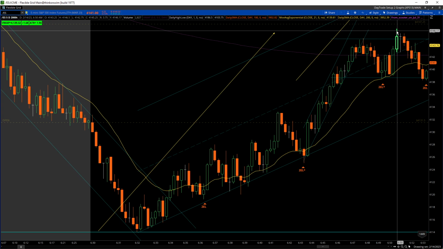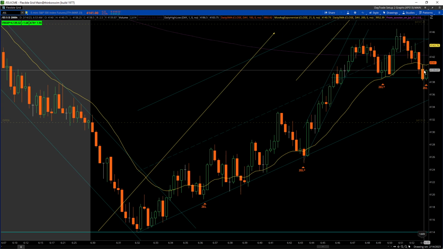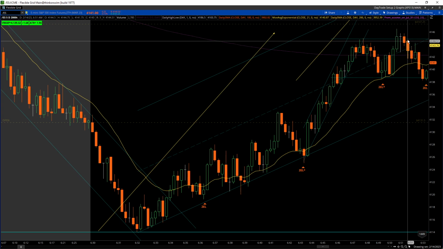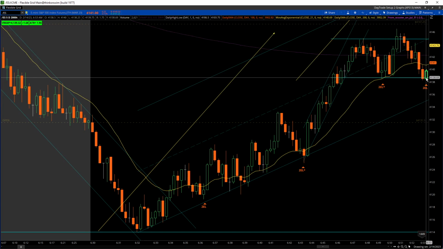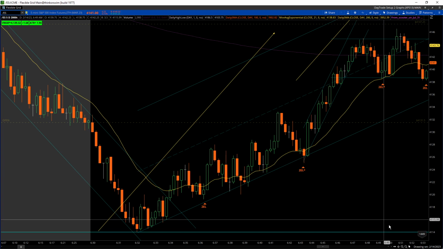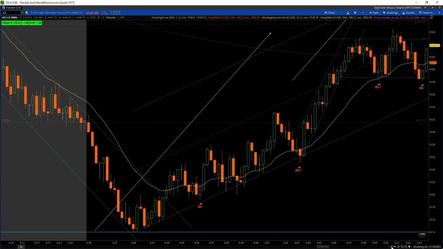I see another potential second entry long. So I see a first entry long, second entry long. However, on this second entry long, it broke below the EMA, it closed below the EMA. The subsequent candle right here opened and closed below the EMA. So I'm not sure at that point if there was an entry.